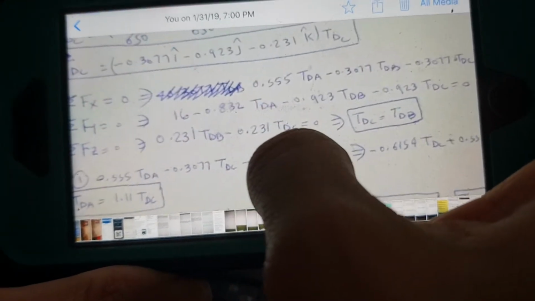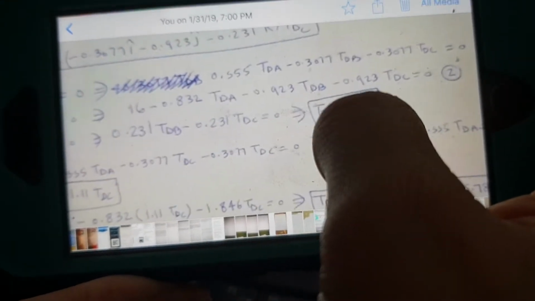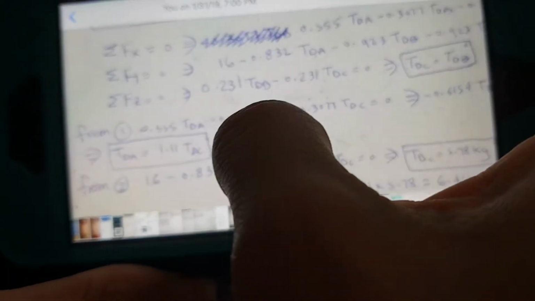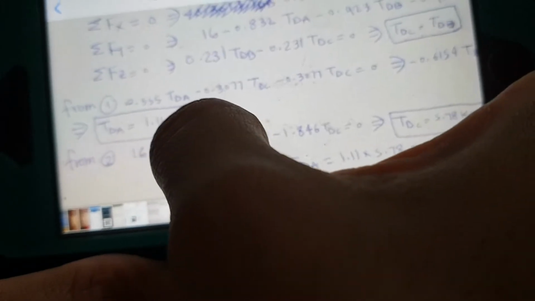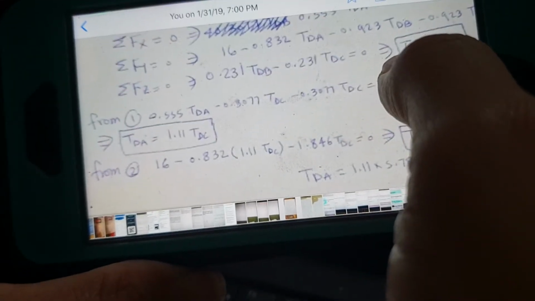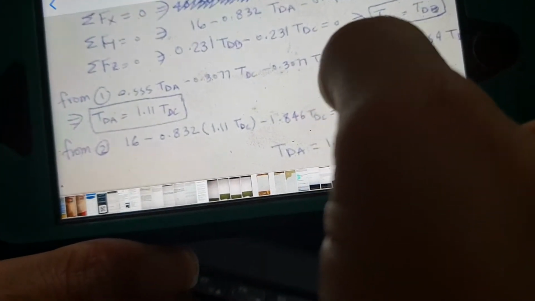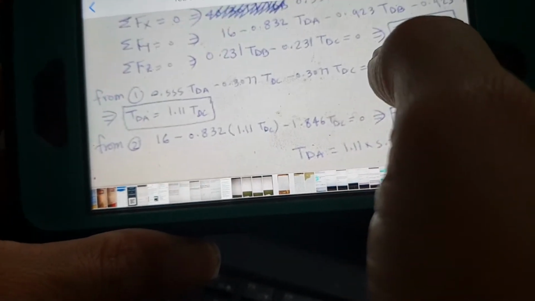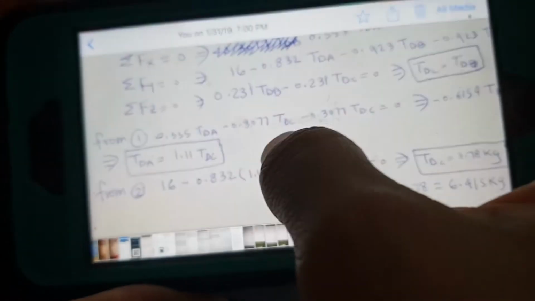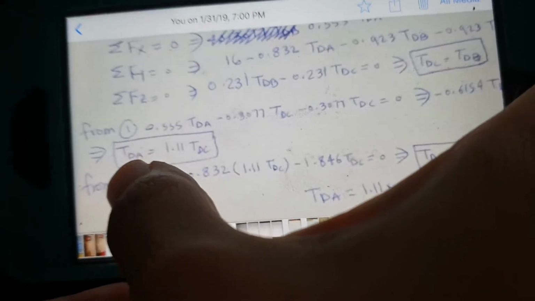That gives you that TDC is equal to TDB. Now we know this from equation 1, the summation of forces at the X. You plug in the numbers, you plug in TDB, and you put TDC instead of TDB. So you end up with TDA equal to 1.11 TDC.